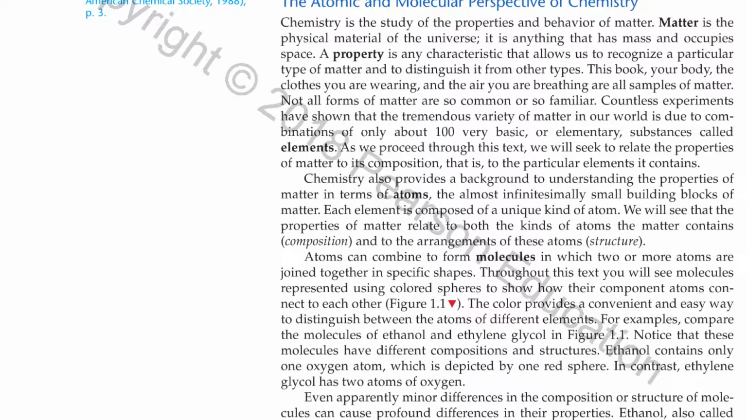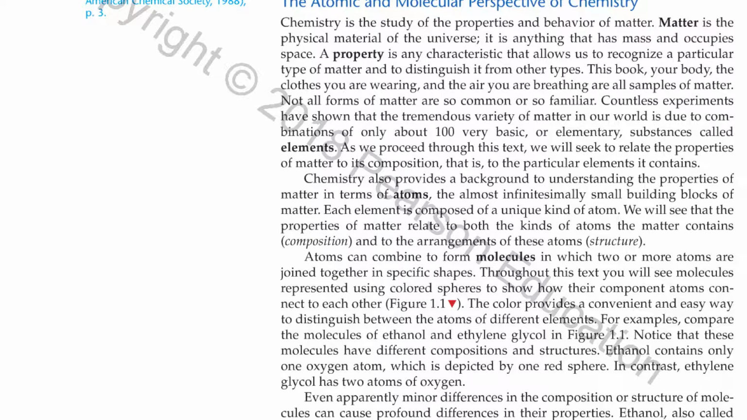Not all forms of matter are so common or so familiar. Countless experiments have shown that the tremendous variety of matter in our world is due to combinations of only about 100 very basic or elementary substances called elements. As we proceed through this text, we'll seek to relate the properties of matter and its composition, that is, the particular elements it contains.